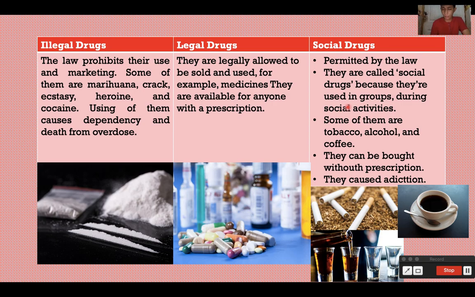Okay, but what are these? Some of them are tobacco or cigarettes, as in the picture, alcohol, and coffee. Coffee is a social drug. Why? Because it has caffeine, and caffeine is a substance that can be addictive. Okay, these social drugs are allowed, están permitidas, by the countries, and that's why their name is social drugs. They can be bought without a prescription, and they can cause addiction too.